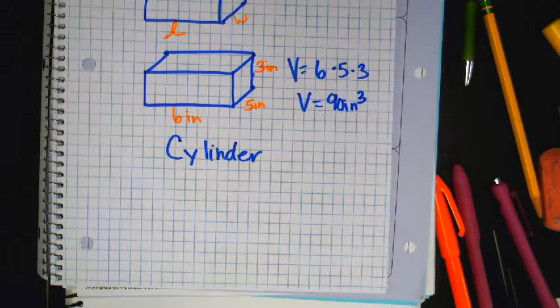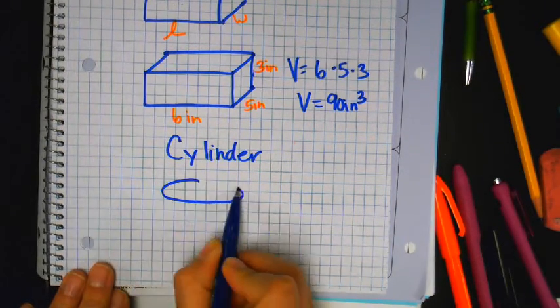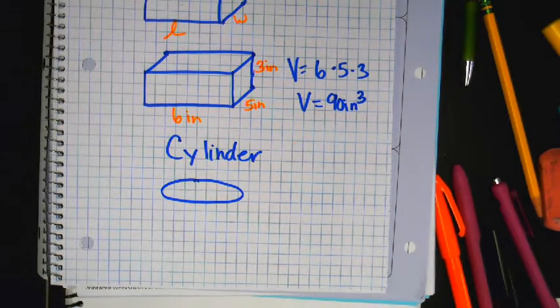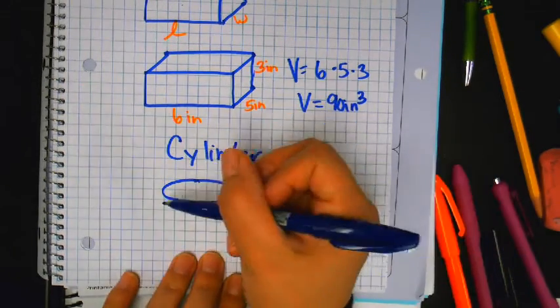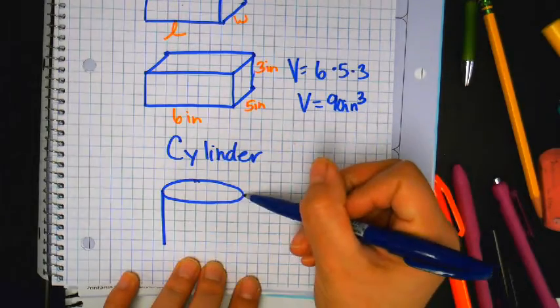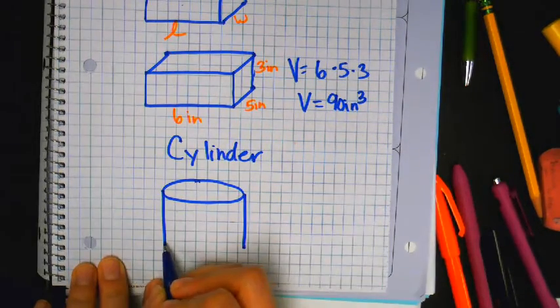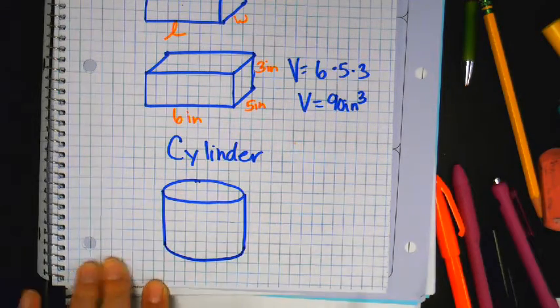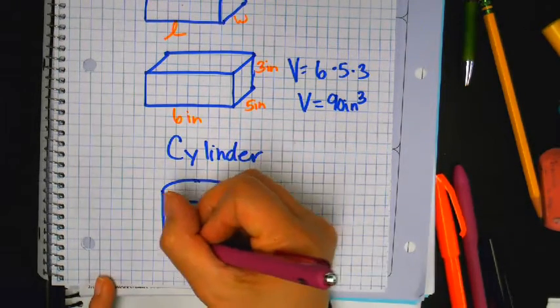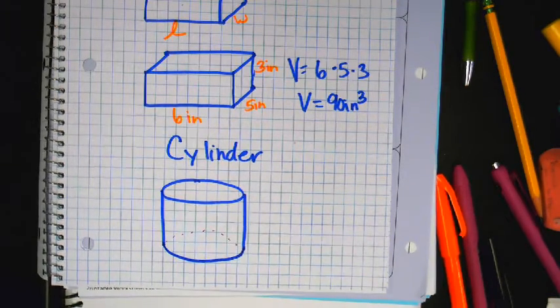Wait, how do you draw a cylinder? Okay, here you go. You do like an oval, then 2 lines down. So start with like an oval. And then 2 lines down. And then you close this kind of like with an arc, like half a circle. If you want to add the back, you can. Cylinder, like a can of corn.